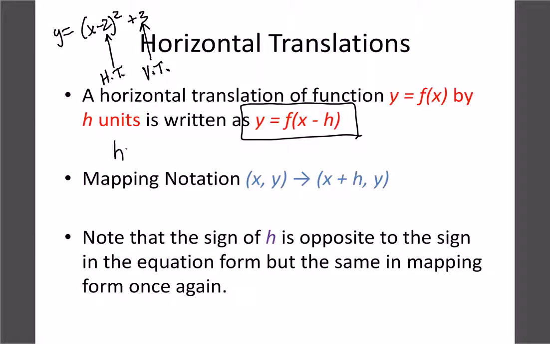So if our h value in this case is 2, we have minus 2, that means we went 2 to the right. Okay, maybe writing it as h equals 2 is kind of confusing, so let me change that quickly. Oops.